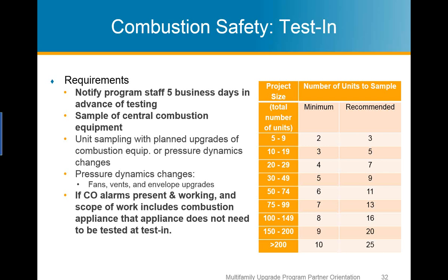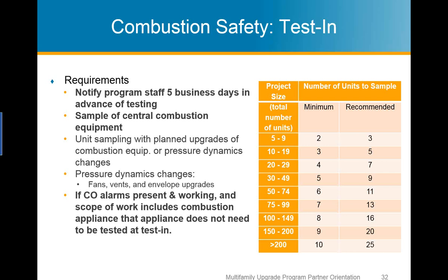One other requirement in the program that was changed midway last year is that central combustion equipment testing can now be done based on a sampling plan, which is here on the right-hand side of the screen, in this table. This is the same sampling plan that is used for the number of units for the property. So if any of the pressure dynamics within the units are changing, such as windows or adding insulation, combustion safety is required in those units.